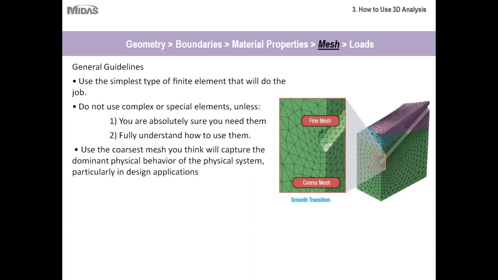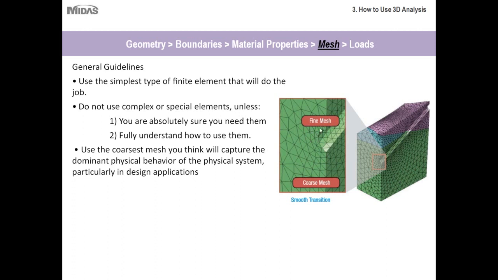Okay, and then use the coarsest mesh you think will capture the dominant physical behavior of the physical system, particularly in design applications. For those of you who are new to meshing, a coarse mesh is just another way to say a larger mesh, and a fine mesh is another way to say a smaller, more refined mesh. For example, in this image here, as you can see, as the mesh gets closer to the opening, the mesh becomes finer. Why is that? The mesh becomes smaller around the opening because the stresses, the strains, the displacements, the moments, etc., become stronger or more prevalent in this area.